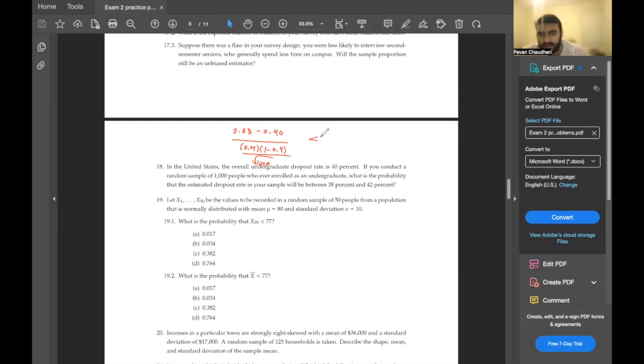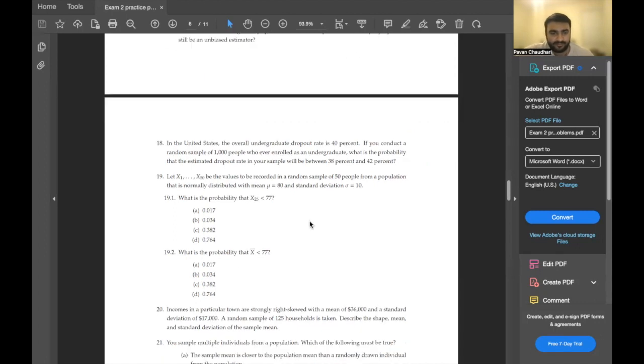Okay, and that's going to be your lower z-score that you look up, and then your higher z-score is pretty similar. It's 0.42 minus 0.4 over 0.4 times 1 minus 0.4 over the square root of 1,000. A lot of these problems for confidence intervals have the same method: you have to convert the numbers to z-scores, right? So you subtract the mean and divide by the standard deviation. That's always what you do to standardize back to a z-score.